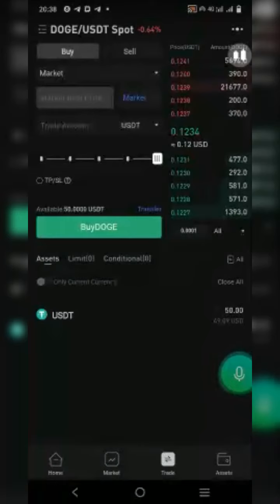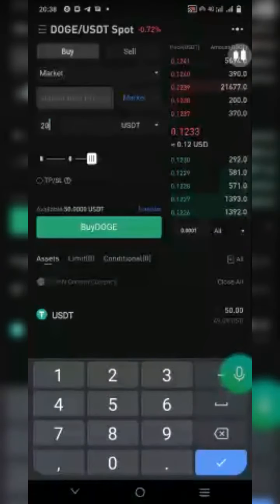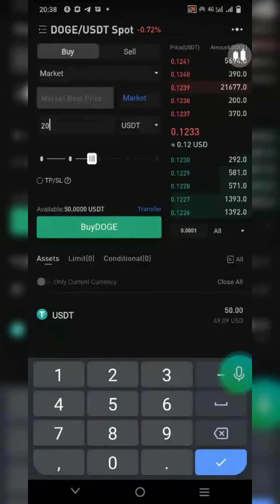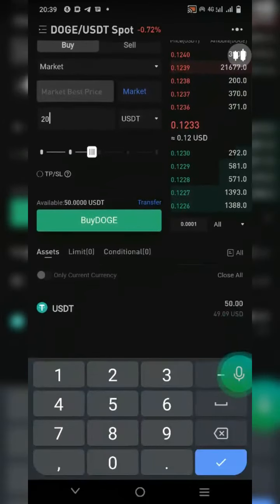Selecting market means, let me say I put $20 here as the amount I want to use and buy. I am willing to spend $20 to buy Dogecoin at any price at the current market. Currently, the market is at 0.12 for one Dogecoin. Each Dogecoin would cost me 0.12 US dollars. So if I'm spending $20 divided by 0.12, that's the amount of Dogecoin I'll get. This app is not showing that because I'm using the market price. After I buy, I'll see how many dollars I'm holding.